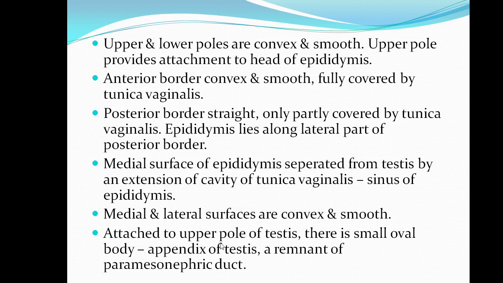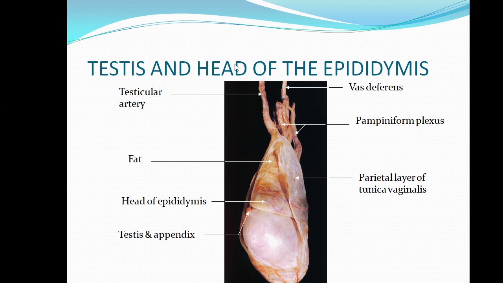Attached to the upper pole of the testis, there is a small oval body that is known as the appendix of the testis. This appendix of the testis is a remnant of the paramesonephric duct. Here, in this dissection, you can see the testis, and at the upper pole of the testis you can see the appendix of the testis. This is the appendix of the testis.